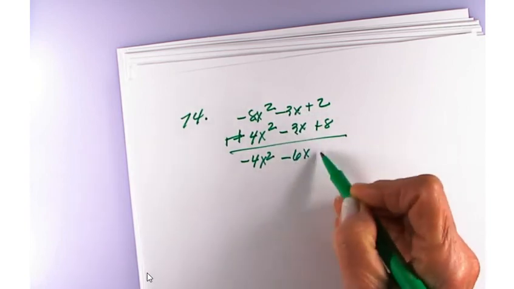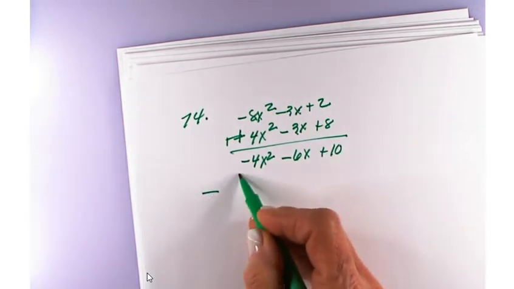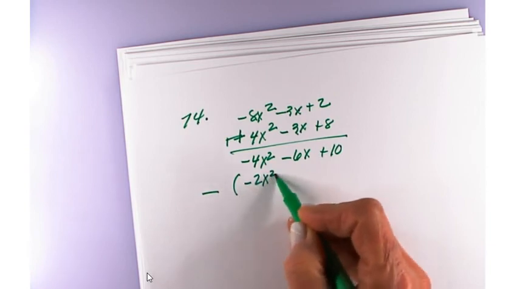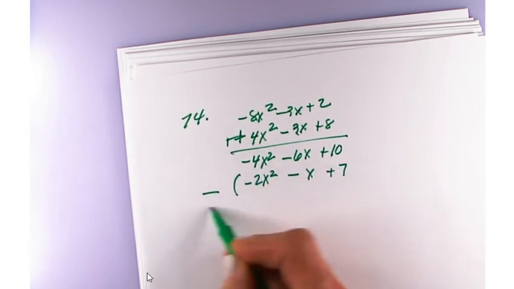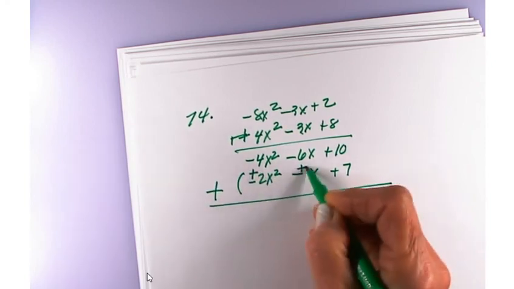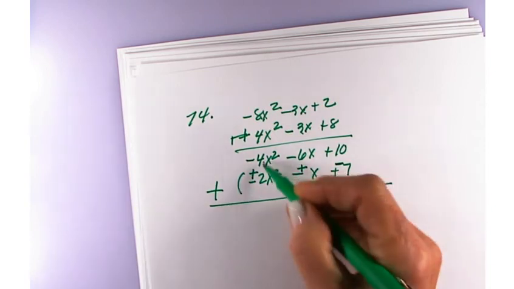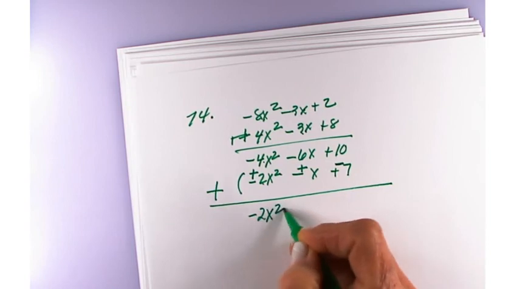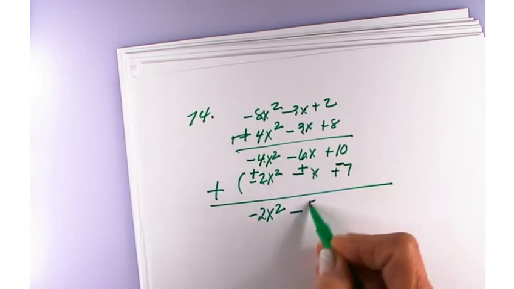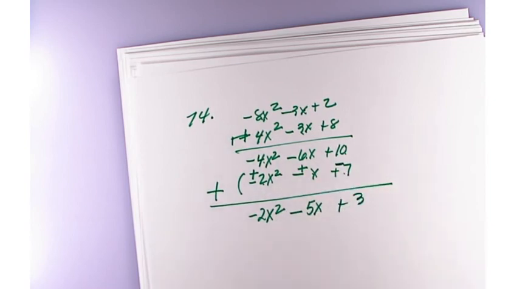And now it says to subtract, and we're going to subtract minus 2x squared minus x plus 7. Change the sign of the subtrahend and change all these signs inside, because change the sign and add. Minus 4 plus 2 is negative 2. 1 minus 6 is negative 5. 10 minus 7 is positive 3. And that is our final answer.